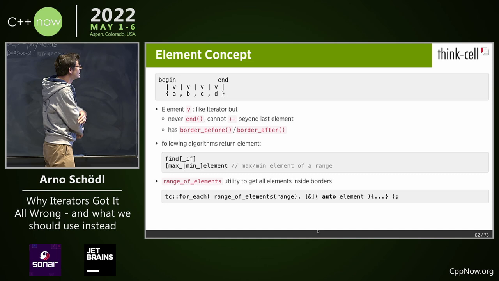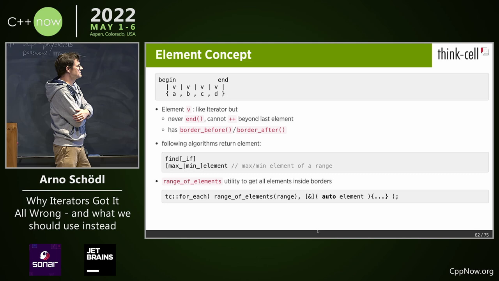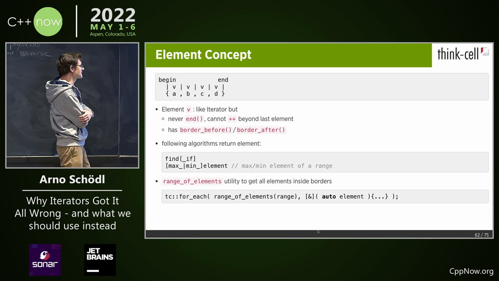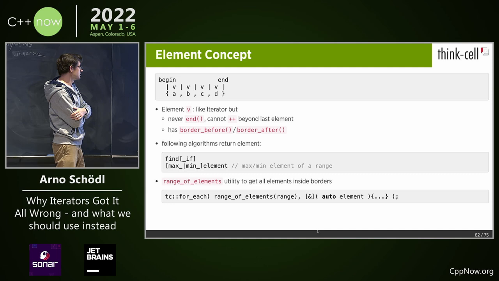So the element concept is they kind of live in between the borders and they point at the elements. And this thing can never be end. Right? What does that mean? You cannot increment beyond the last element. And it has a border before and a border after. And there are a few algorithms which actually return elements. So that's find, we've already looked at that, and min element, max element. Here we are also talking about the property of an element, and you're returning an element. Now, you may want this.